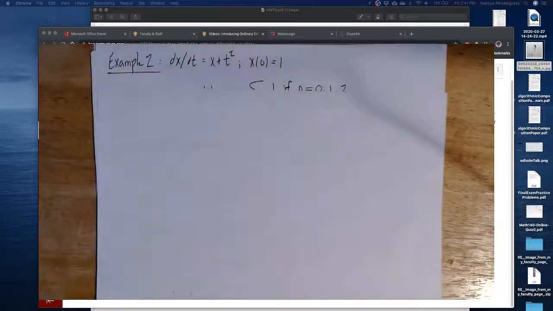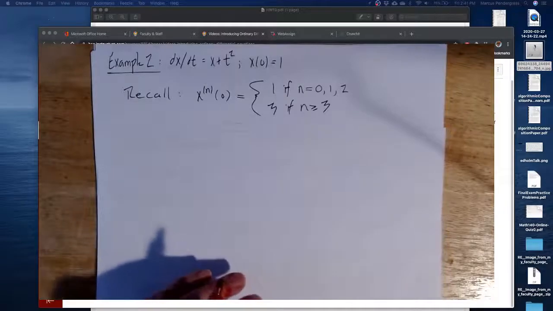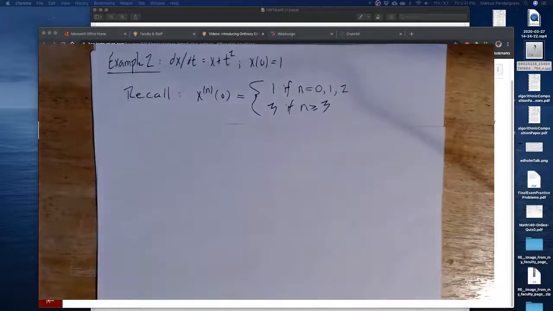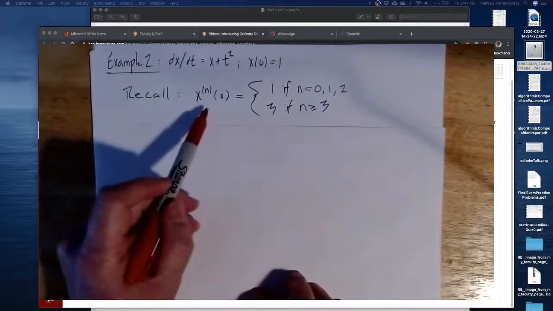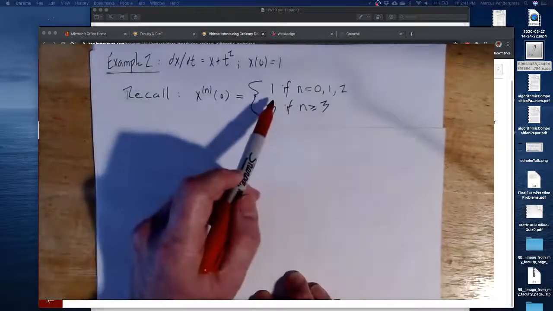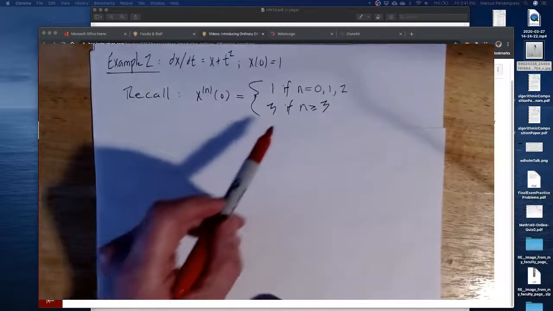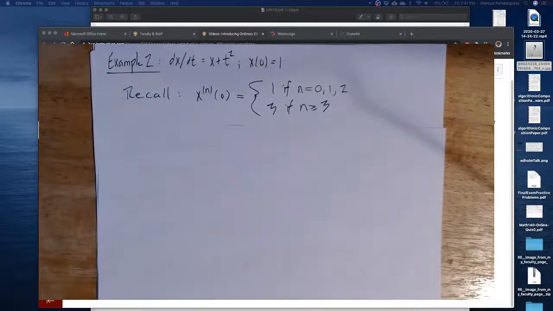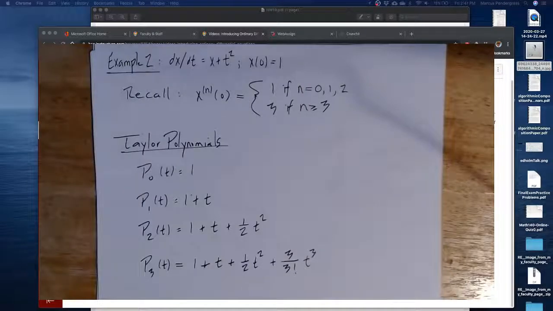And so we found, and again this was actually in video number 3, the solution to the practice problem. We found that the derivatives at 0 were given by this expression, so the nth derivative at 0 is 1 if n is 0, 1, or 2, and it's 3 if n is greater than or equal to 3. So a little bit different situation here. But we can still use this information to form the Taylor polynomials. Here I'm being a little bit more careful because of this sort of conditional nature of the derivatives at 0.